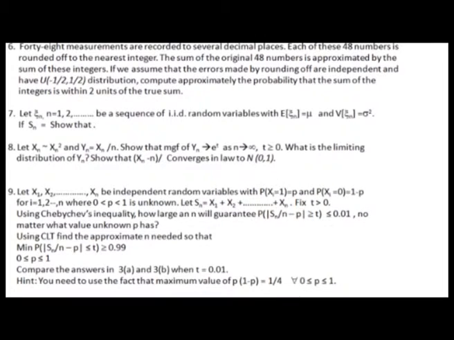So, Y_n is X_n upon n, and show that the moment generating function of Y_n will go to e raised to t as n goes to infinity, for t greater than 0. So, it is defined for t greater than 0. Okay. So, this you can work out, and then what is the limiting distribution of Y_n? Once you get the limiting MGF of Y_n, then you will be able to say what is the limiting distribution of Y_n.